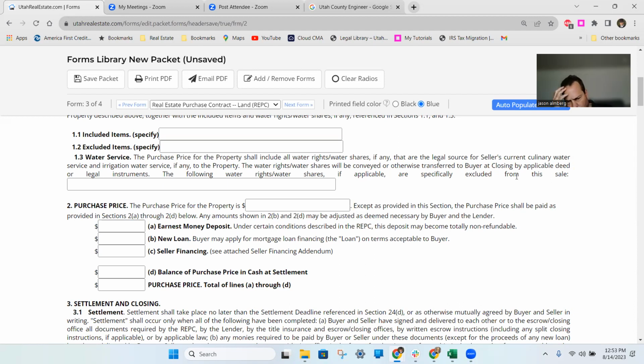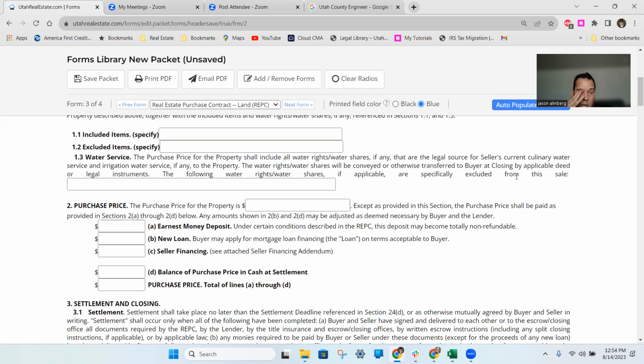Why is it the contract assumes water rights are staying unless excluded? So can water rights be excluded? Yes, so if it's like a well permit or something that they had gotten for the land and they can use it on another piece of their property, they could exclude it. Where there are water shares that are included, I still think it's a good idea to list them, even though it says you don't need to.